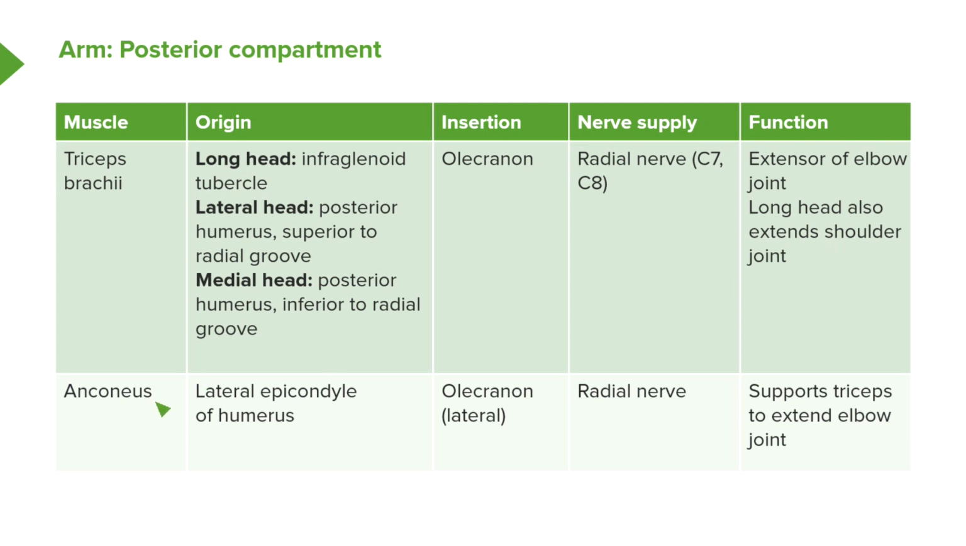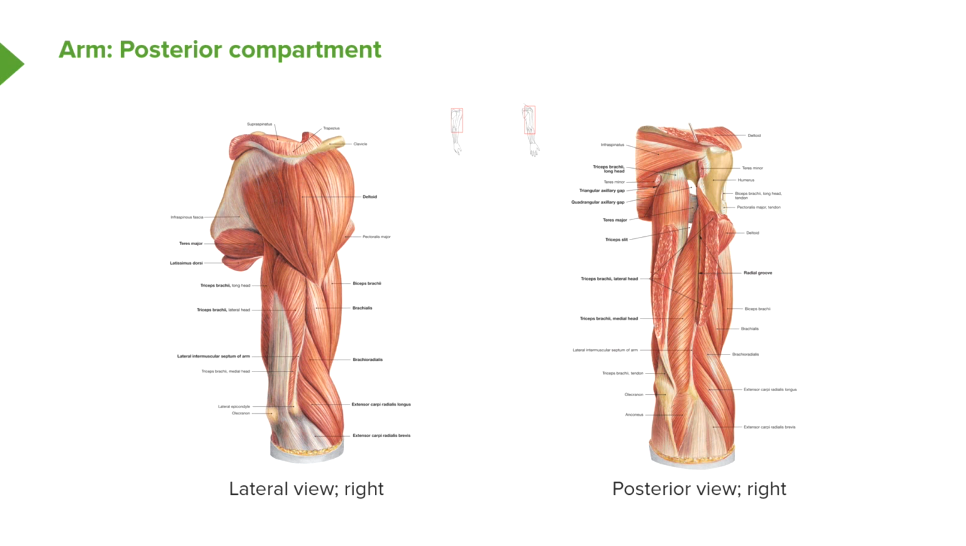I said I'd mention it just briefly, but we've got anconeus running from the lateral epicondyle of the humerus to the olecranon, also supplied by the radial nerve, and this really supports triceps in extending the elbow joint.